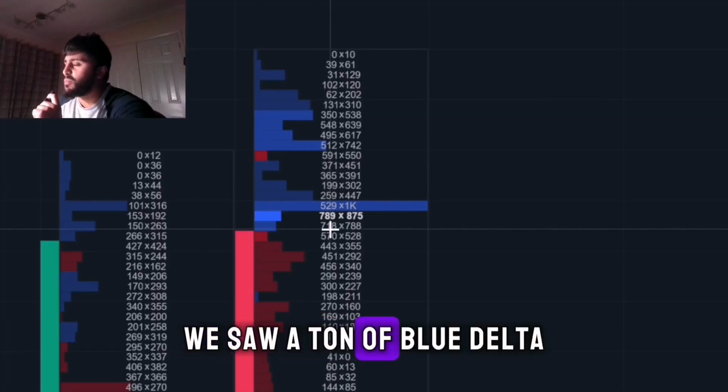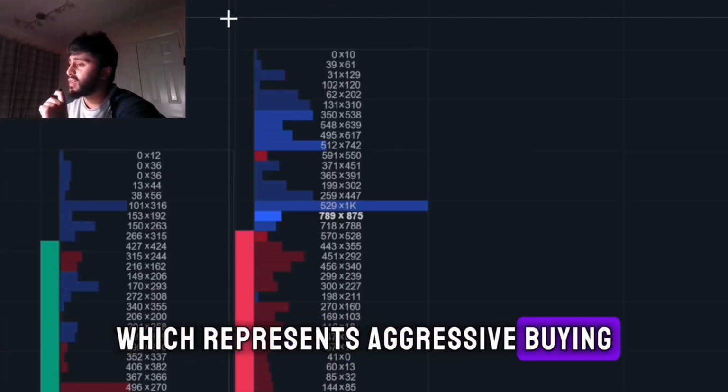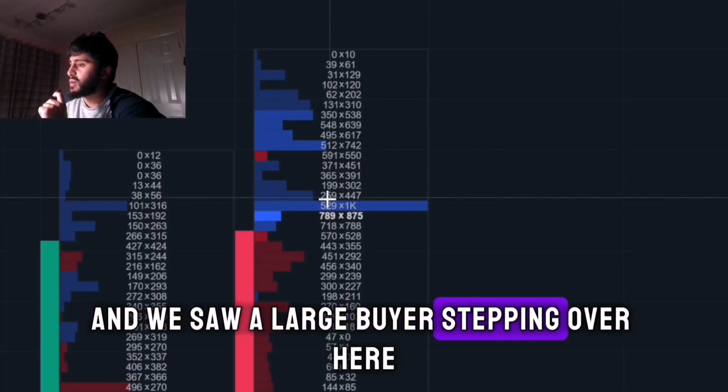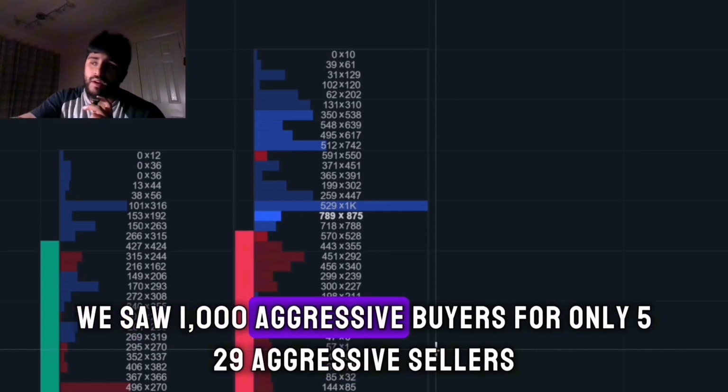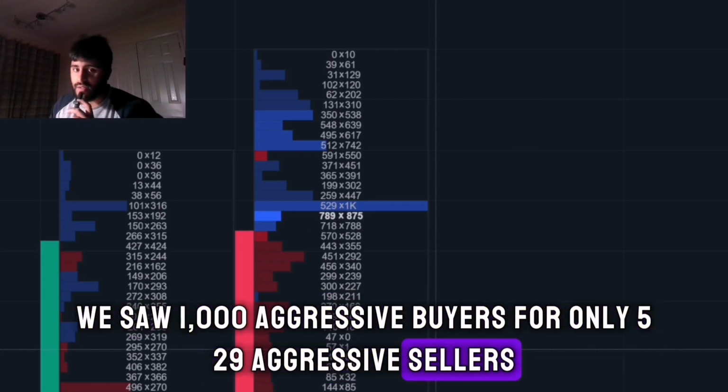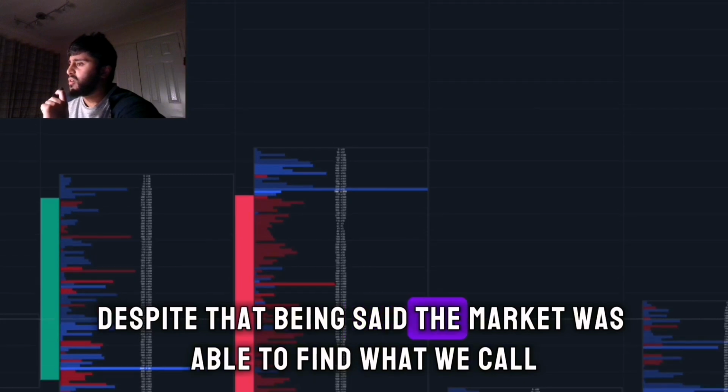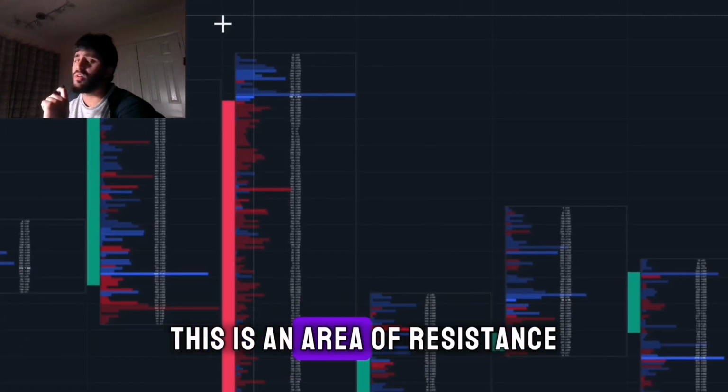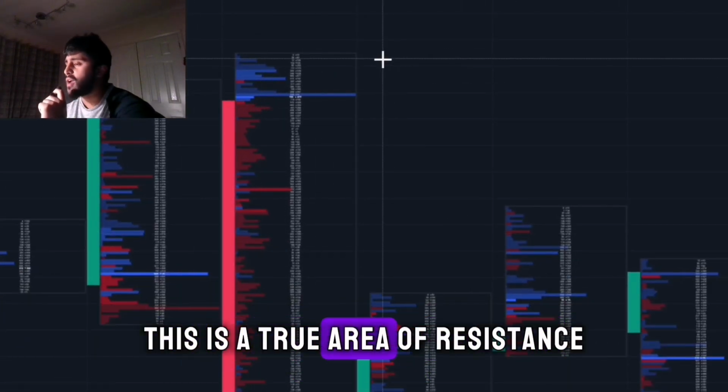We saw a ton of blue delta, which represents aggressive buying. And we saw a large buyer step in over here. We saw 1,000 aggressive buyers for only 529 aggressive sellers. Despite that, the market was able to find what we call an area of resistance. This is a true area of resistance.